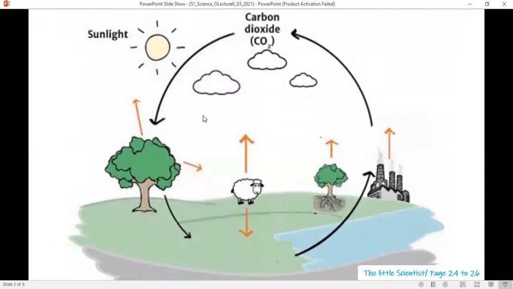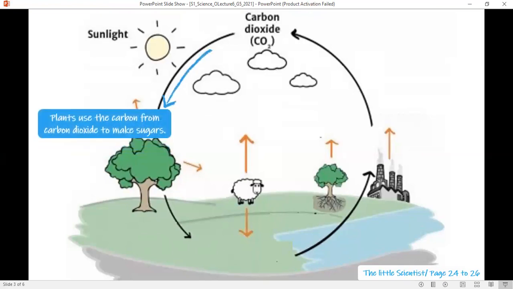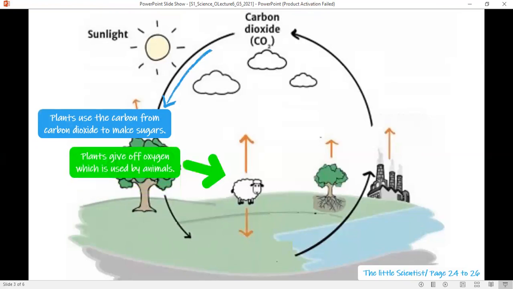Let's see. First of all, the carbon dioxide is used by the plants for photosynthesis. You remember, right? Water from the soil, carbon dioxide from the air. So plants use carbon dioxide to make sugar, and they release, what do they give off? They release oxygen. Water from the soil, carbon dioxide from the air, mix, mix, mix, using sunlight energy to make sugar and to release oxygen.